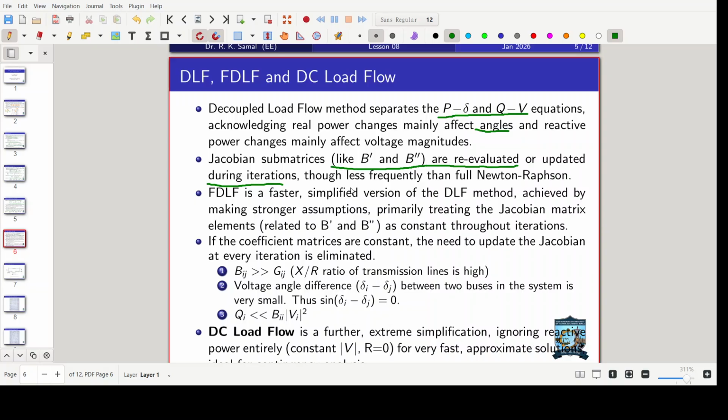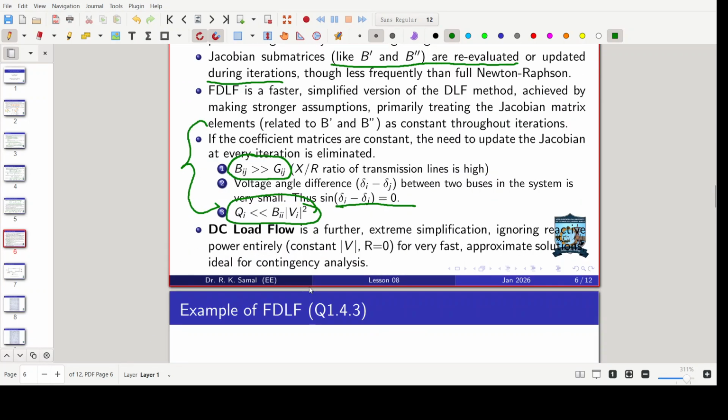Whereas the first decoupled load flow is a faster and simplified version of the decoupled load flow method, achieved by making stronger assumptions, primarily treating the Jacobian matrix elements related to B dash and B double dash as constant throughout iterations. So, if the coefficient matrices are constant, the need to update the Jacobian at every iteration is eliminated. The reasons, as we have already seen, are that the susceptance value is much more than the conductance, the voltage angle difference is nearly 0, and Qi is much less than Bii Vi square. Because of these three reasons, we can convert the decoupled load flow to the first decoupled load flow.